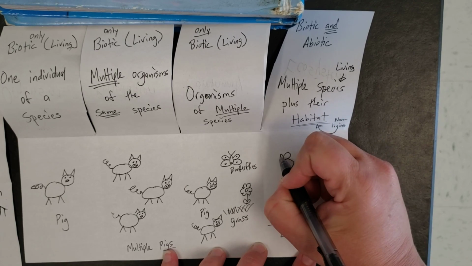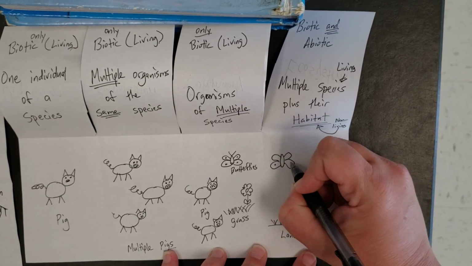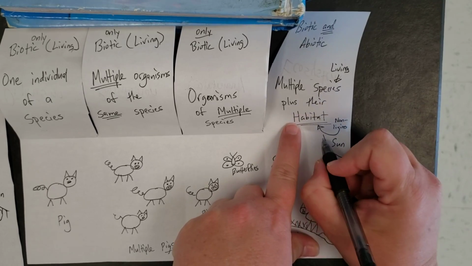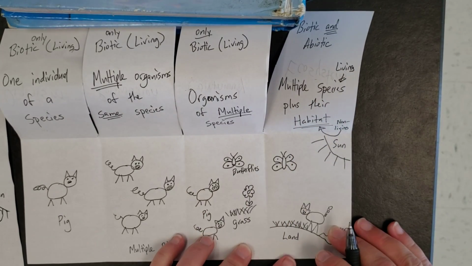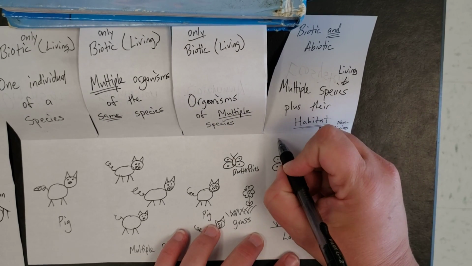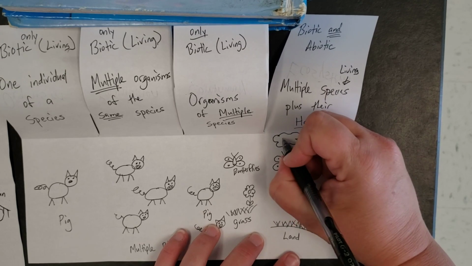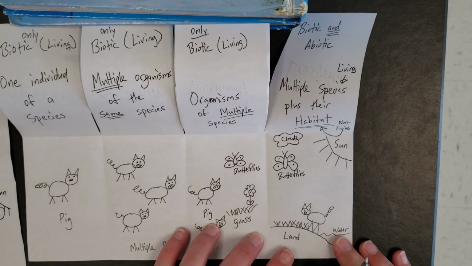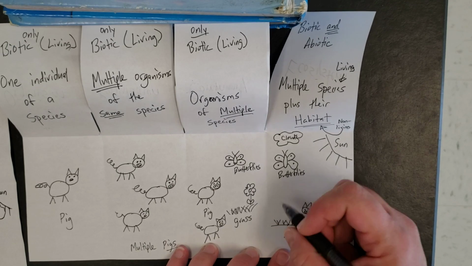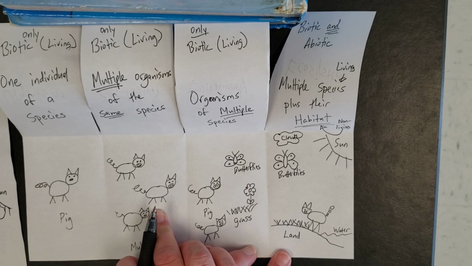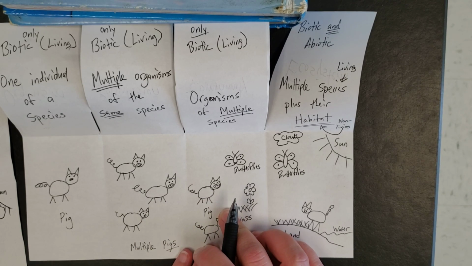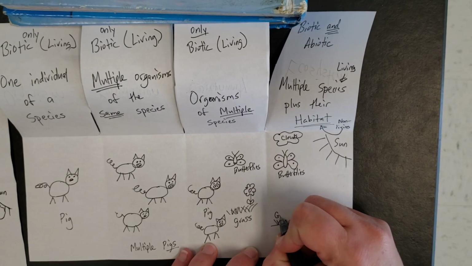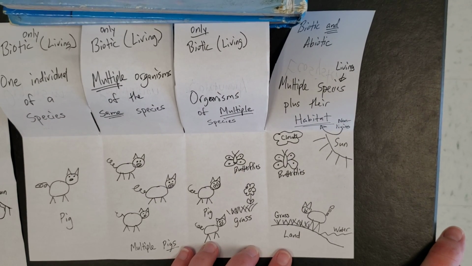And let's see, what abiotic factor could I have with my butterflies? Well, maybe for my butterflies, maybe I should put in the sun. And maybe for my butterflies, I should put in some clouds. So we see here how my simple pig became multiple pigs, population, became multiple species, community, became multiple populations plus abiotic factors. So now I'm at ecosystem, okay?